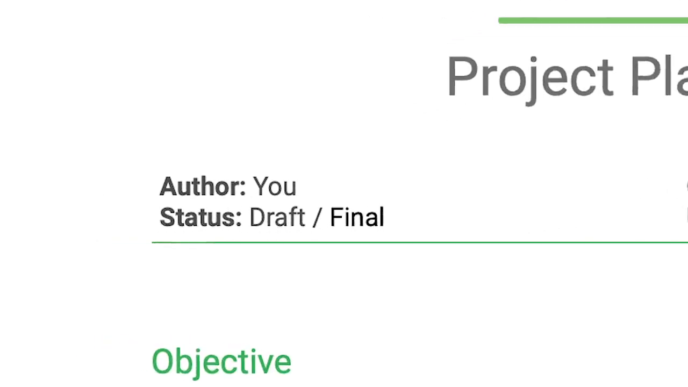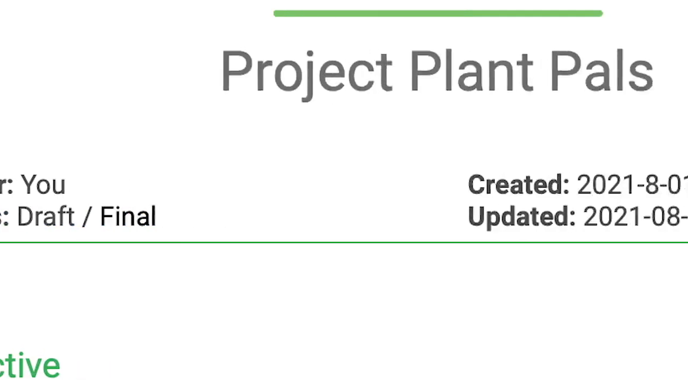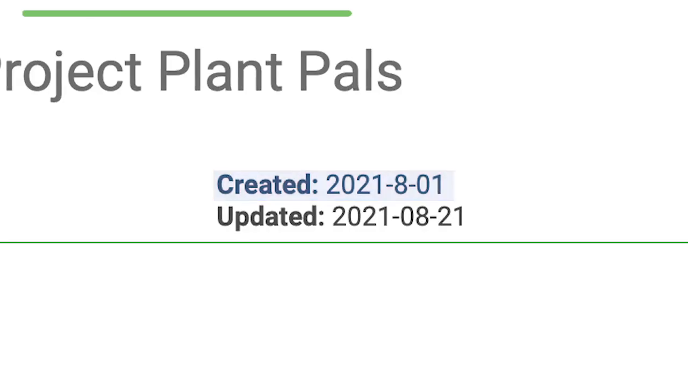This template also designates a spot for the document status. As you're building your plan, you can list the status as in progress. Once the plan is complete, you can change the status to final. We've also included helpful details like when the document was created and when it was last updated. Details like these might seem small, but it's best practice to include them. That's because being transparent about dates provides stakeholders with a sense of how up-to-date the document is.